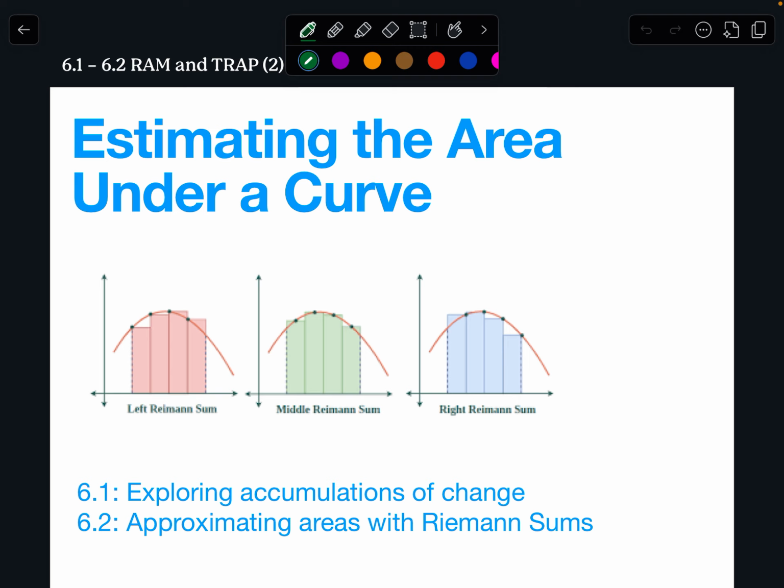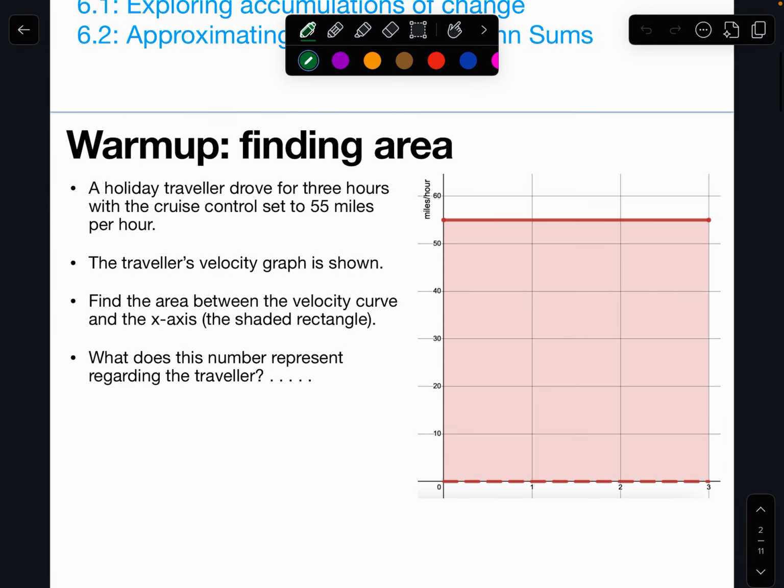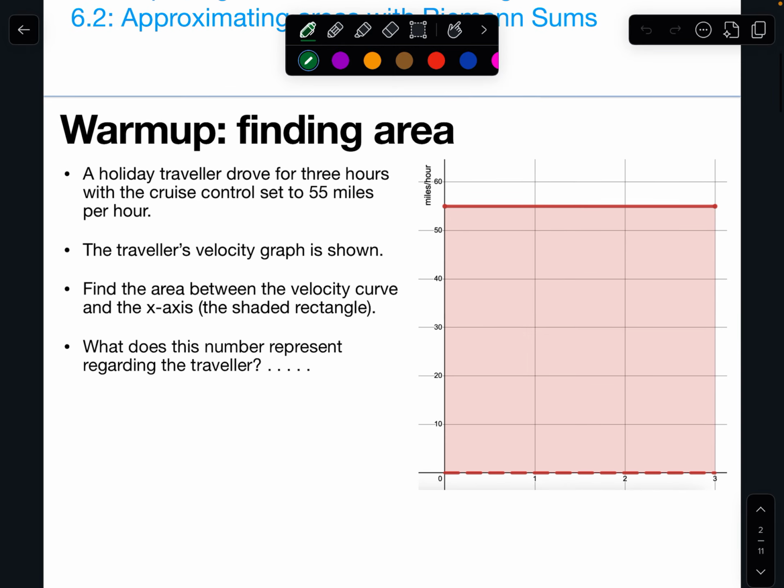We have two objectives for this lesson today. We are going to explore accumulations of change, and we are going to approximate the area under a curve using a Riemann sum. So let's first talk about how area fits into this calculus class and how it relates to what we've been studying for most of the year so far, right?